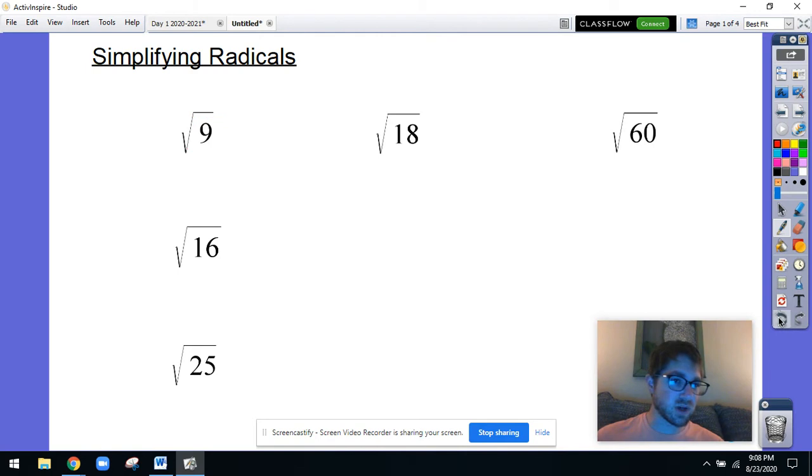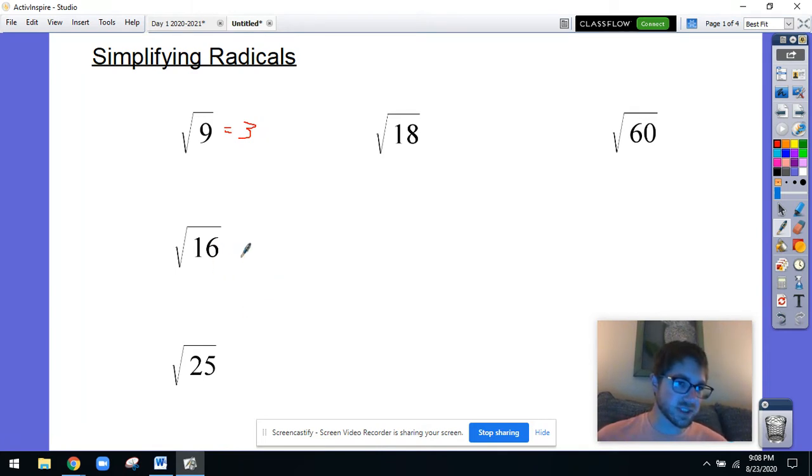Now, that's a pretty easy process if the number underneath the square root bar is a perfect square. Like with this, when I see this number, I think, what is the number that you multiply by itself to get 9? Well, that, of course, is 3, right? 3 times 3 makes 9. So the square root of 9 is 3.